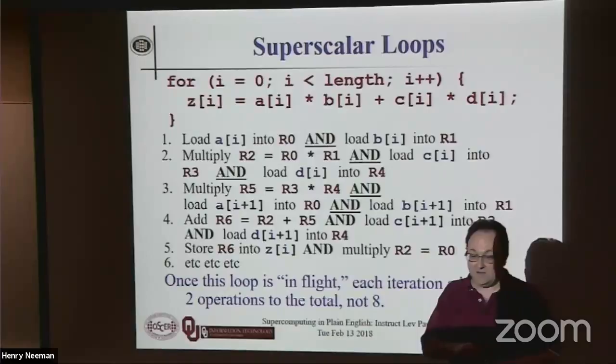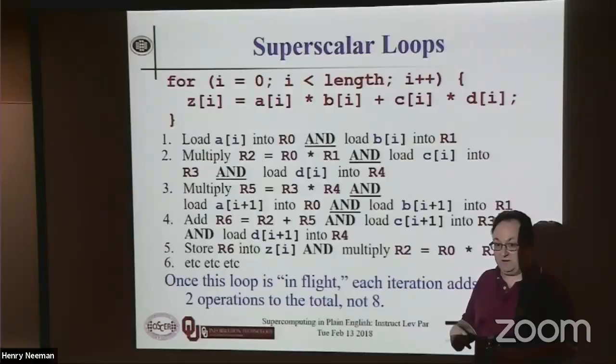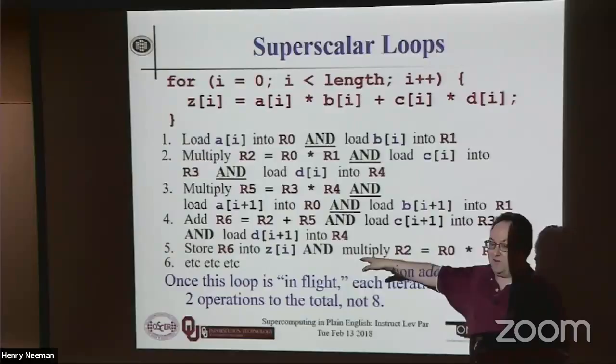So now, once the whole thing is in flight, it actually only takes two operations per iteration of the loop instead of 5 or originally 8. So now we've sped up from the original by a factor of 4. Again, this is all lies because the different operations take different amounts of time. I'm oversimplifying, but this captures the idea.